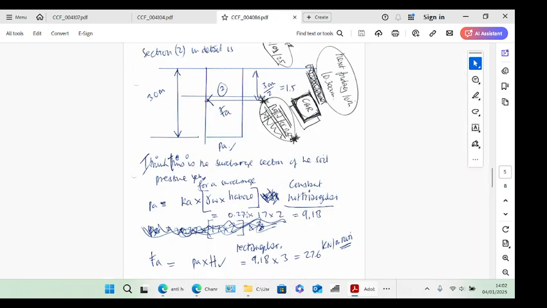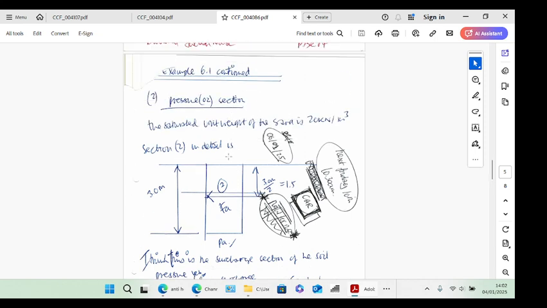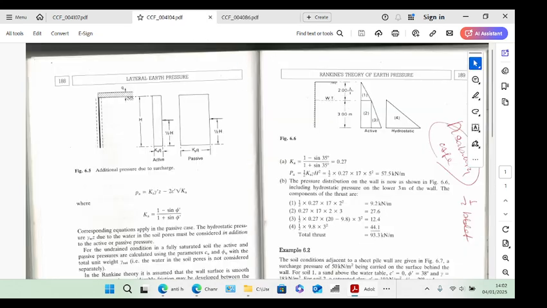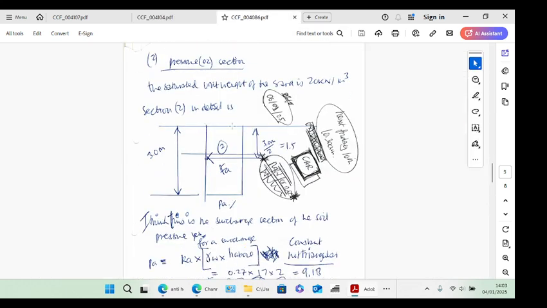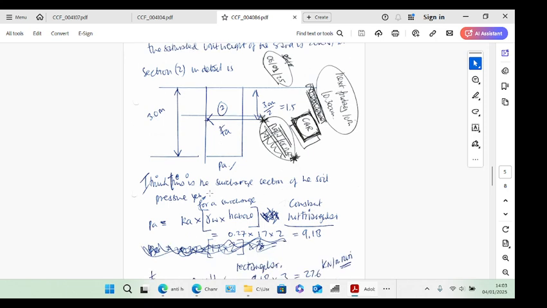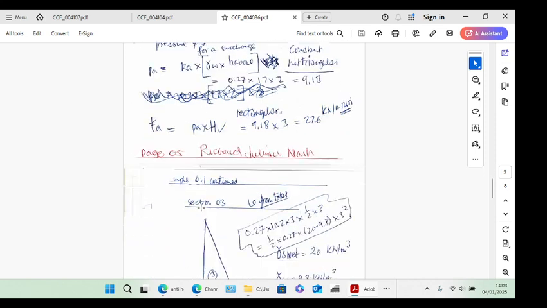So basically, the surcharge of the soil above is 17 times 2, which is 34, and then you multiply that by Ka. That's the bit I didn't get. It's just 17 times 2 times Ka. My back's starting to hurt.